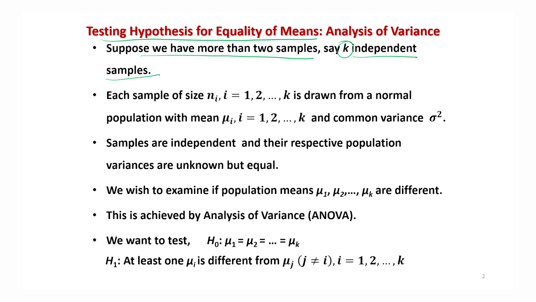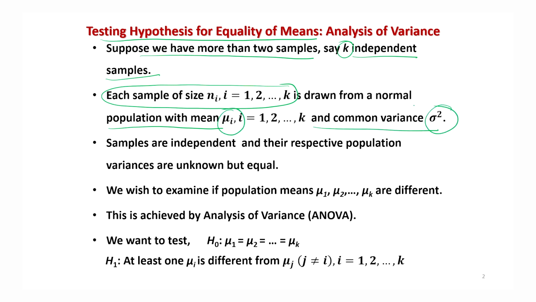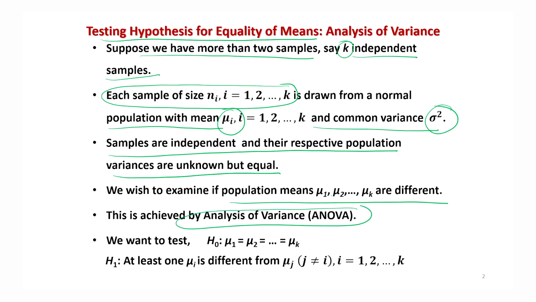And suppose sample 1 is of size n1, sample 2 is of size n2, and in general I can say that each sample is of size ni, which is drawn from a normal population with mean mu i, which is unknown, and a common variance sigma square. That means sigma square is unknown, but it is equal for all the populations, and the samples are independent. And we want to test if population means mu1, mu2, mu3 are different or they are the same. So this is achieved by the analysis of variance.